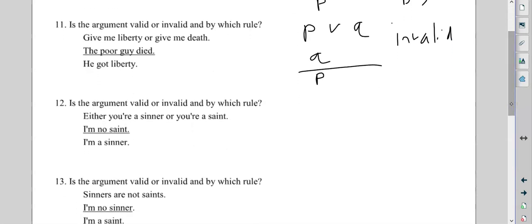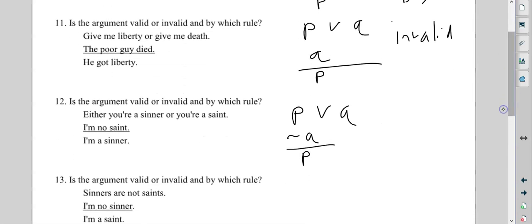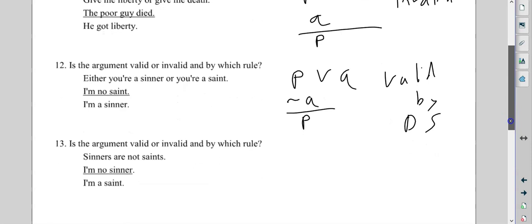Okay? Either you're a sinner or you're a saint. Again, you're just assigning P and Q to it. The first thing and the second thing. I'm no saint. That's the second one, so not Q. Therefore, I'm a sinner. Well, that's just like the one at the top. P or Q, not Q, P. That's valid by DS. Disjunctive syllogism. It's one or the other. If it's not one, then it's the other. Totally works.